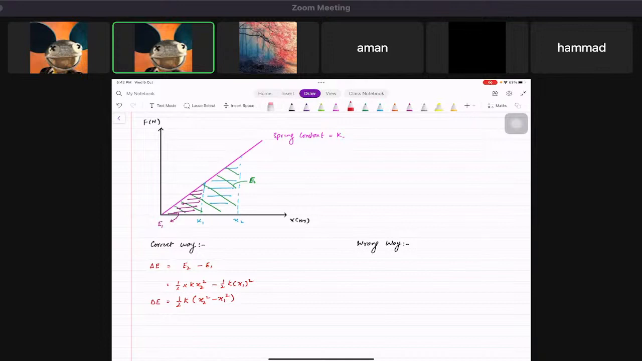But what some people do is they find change in x by doing x2 minus x1, and when they put it in this formula, they think, okay, I can put it as k x2 minus x1 whole square, because it's half kx squared. So this formula and that formula are entirely different functions, which means it would give you a very, very wrong answer.